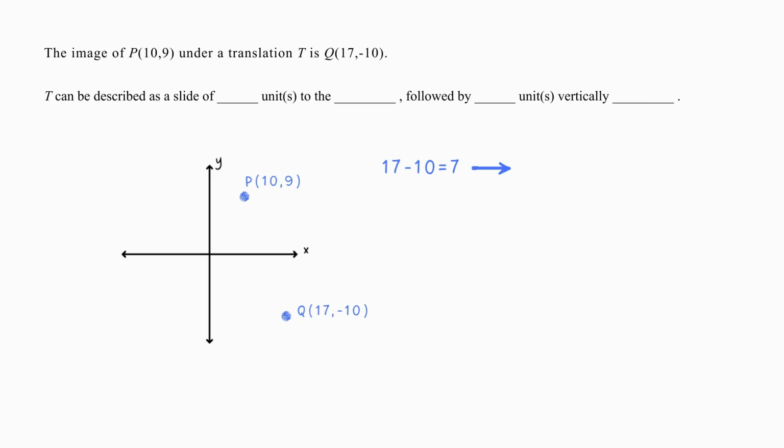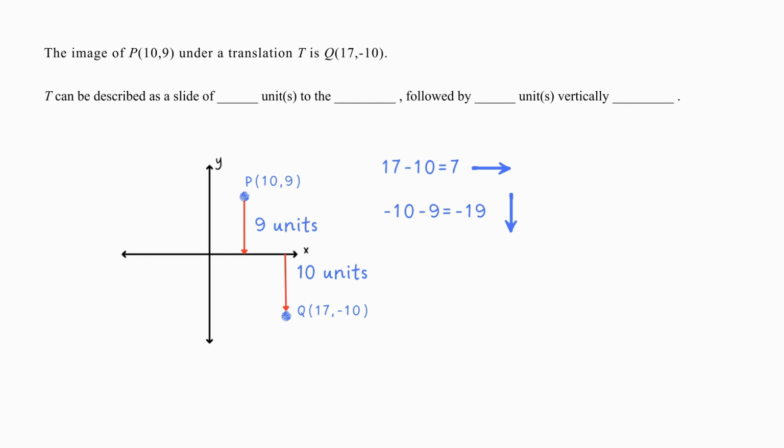Next is the y-coordinate, or the vertical slide. The y-coordinate tells us how far to move up or down. The y-value of P is 9, and the y-value of Q is -10. Now this one is a bit of a longer slide. To get from 9 down to 0, that's 9 units. Then, to get from 0 down to -10, that's another 10 units. Mathematically, we look at the change. -10 minus 9 equals -19. The negative sign tells us the direction is downwards. So we moved 19 units vertically downwards.